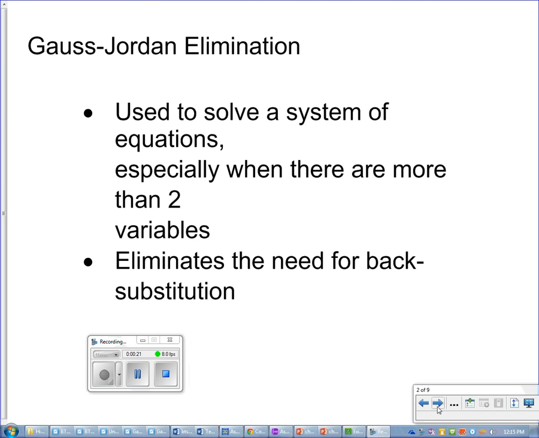So Gauss-Jordan elimination, much like Gaussian elimination, is used to solve a system of equations, especially when there's more than 2 variables. Those old techniques from Algebra 2 of substitution, elimination, graphing aren't as efficient when we have more than 2 variables. But Gaussian elimination required that back substitution step. What Gauss-Jordan elimination is going to do is eliminate the back substitution. So you're going to be able to just get the answer right off of the matrix without doing that extra algebra at the end.